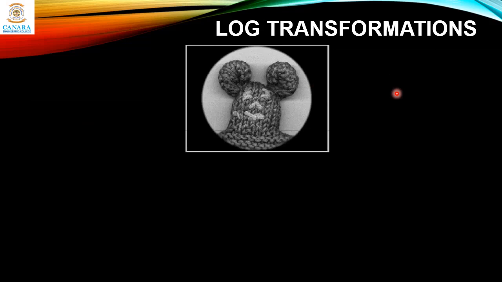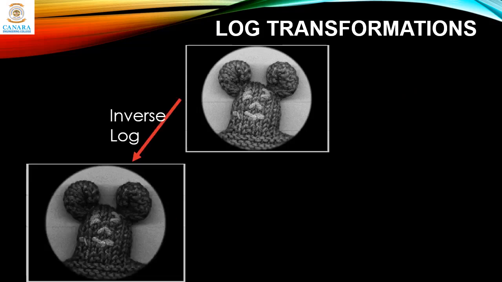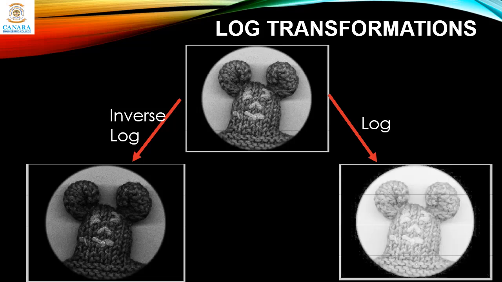In this example, we'll see the effect of applying log and inverse log transformation. If you apply the inverse log, it makes the image darker because we are suppressing the lower intensities and expanding the brighter intensities. So it's basically making the images darker. Now if you apply the log transformation, it makes the image brighter because it is expanding the darker pixels into a wider range, and it's preserving the white pixels. So the overall effect is the image becomes somewhat brighter, and inverse log makes the image darker.